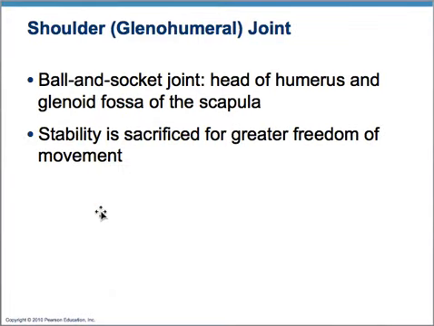Okay, moving on from our knee to our shoulder, also called our glenohumeral joint. This is an example of a ball and socket joint. The head of the humerus and the glenoid fossa of the scapula. So the scapula is our shoulder blade. The glenoid fossa is the spot in which the head of the humerus fits in to form that shoulder joint. Stability is sacrificed in ball and socket joints for greater range of movement.